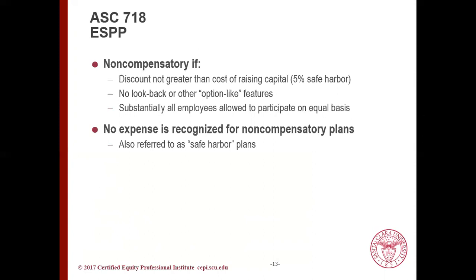The second condition is that the plan can't have any sort of look back or any sort of option-like feature. A lot of ESPPs that I see calculate a price based on the lower of the beginning date, so the enrollment date fair market value, and the purchase date fair market value. That's called a look back. And if you have that feature in your plan, it automatically makes it compensatory. If you want to have a non-compensatory plan, you have to be calculating your price based on the purchase date fair market value only.